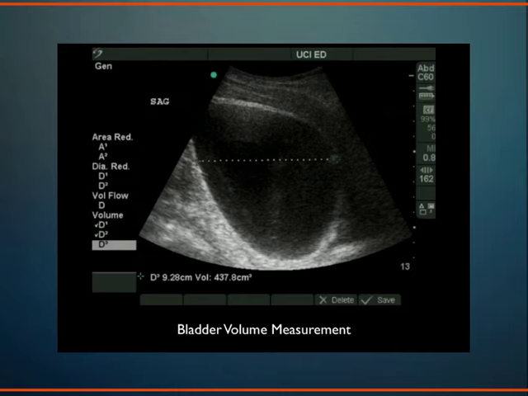But what if the bladder's empty because they're actually in acute renal failure? In an adult patient, it's extremely uncomfortable to put somebody through a catheterization process.